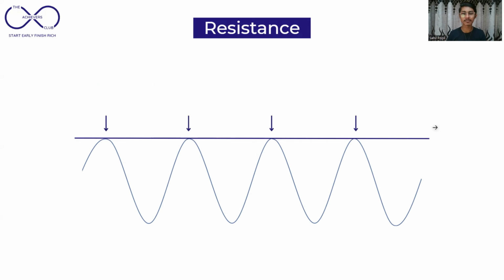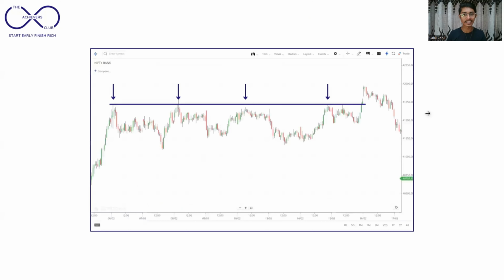And at that point of time, the price is again coming, and it is giving bearish confirmations, because when it comes to resistance, when it comes to shorting, we need bearish confirmations. And this is how the resistance zone looks like. Let's jump into the examples.